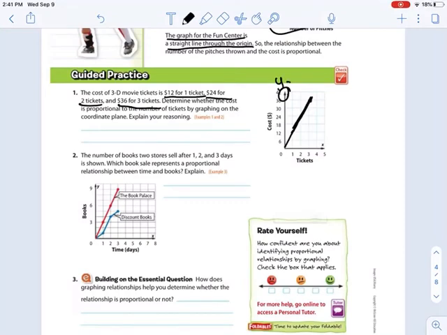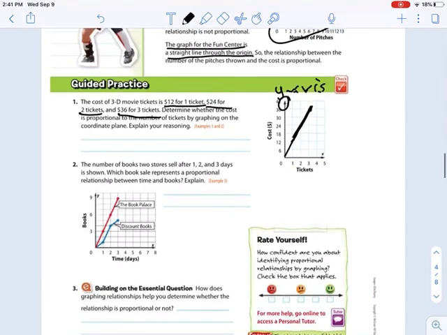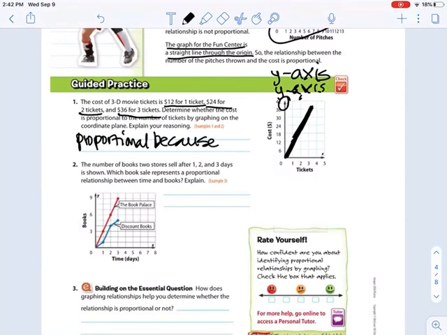This is called the y-axis. Sorry, my iPad got messed up. This is the y-axis, okay? So you always want to make sure that your graph goes all the way through the y-axis. So it should look something like this. And so yes, and it makes sense that if you don't buy any tickets, then you wouldn't spend any money. So we would say that this is proportional because it's straight and goes through the origin.